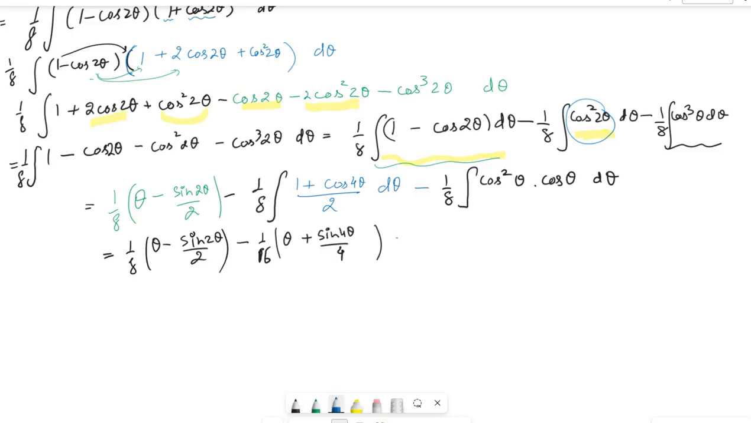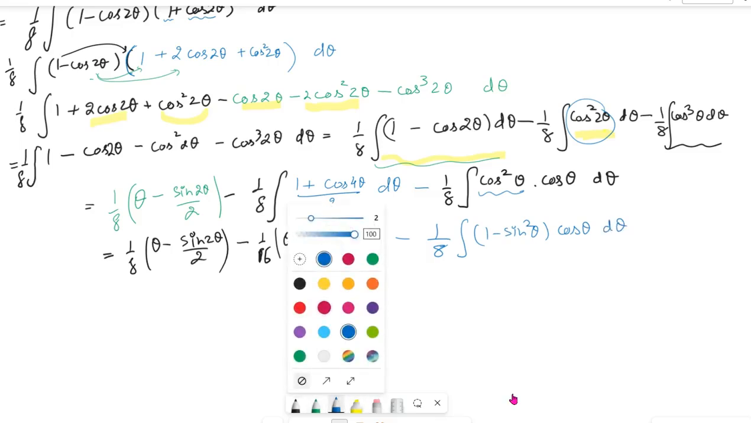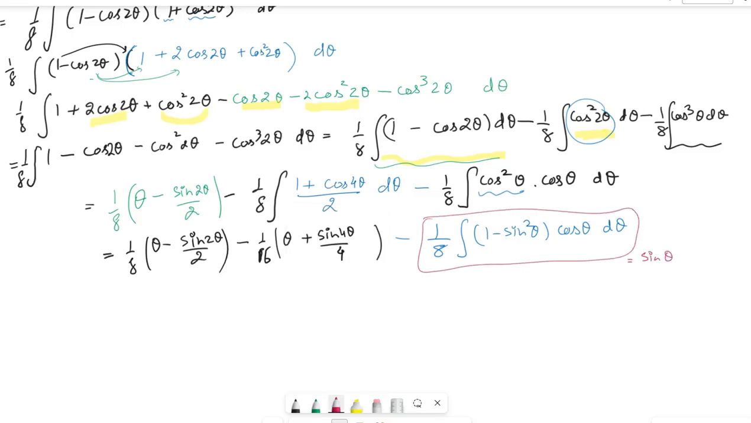What about this last one though? We are still not done. So this thing can be replaced by (1 minus sine square theta) cosine theta d theta. For just this part, I need to substitute sine theta as u. So u sub technique, du will be cosine theta d theta, which is already there.